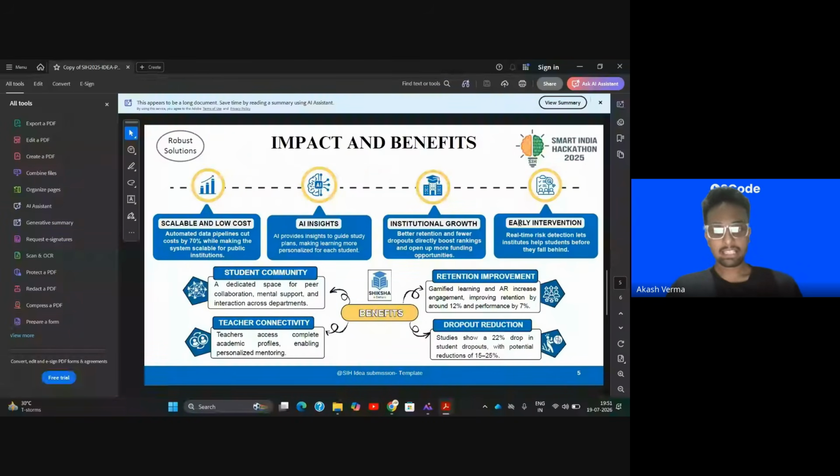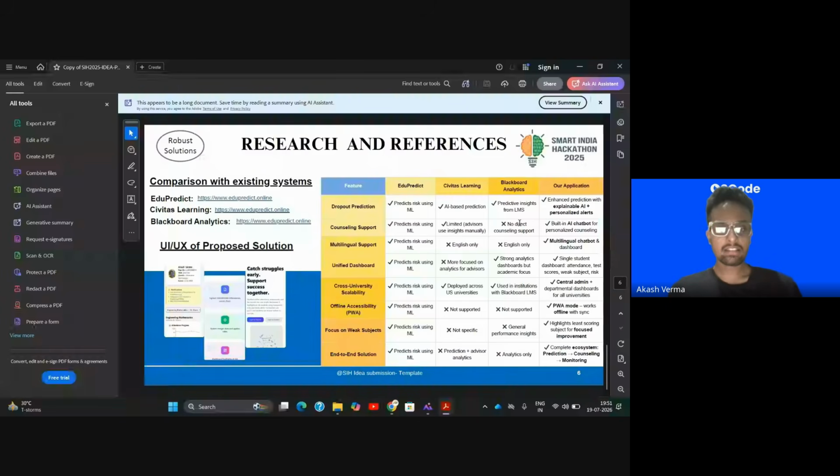Then the impact and benefit. And the last slide was research and references. As for the research and references, do some of these points. First, do mention how your product, as ma'am also mentioned, is different from the existing solutions. As we have discussed, how our product was different from EduPredict, Civistas, Learning Blackboard, Analytics. Then you can attach a photo of your UI UX.